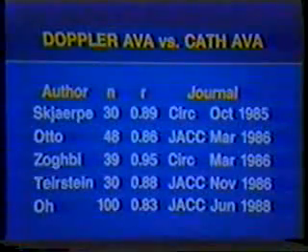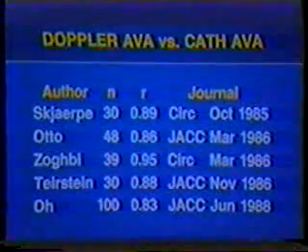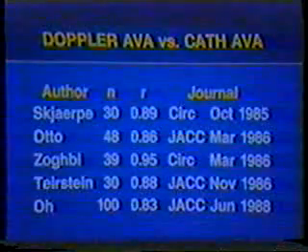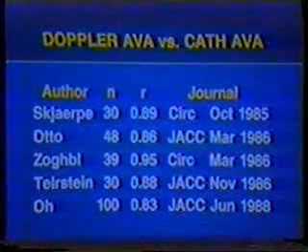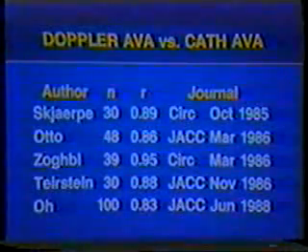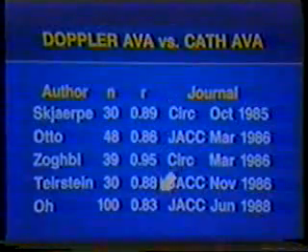Several authors have published their results comparing the aortic valve area obtained non-invasively by echo using the continuity equation with the valve area determined invasively in the cath lab utilizing the Gorlin equation. As you can see, the correlation has been uniformly excellent.